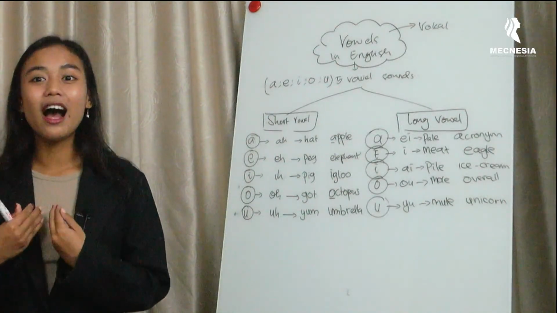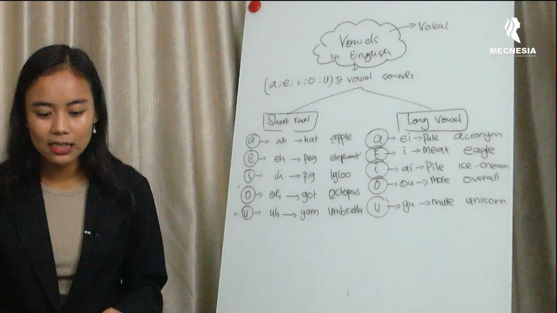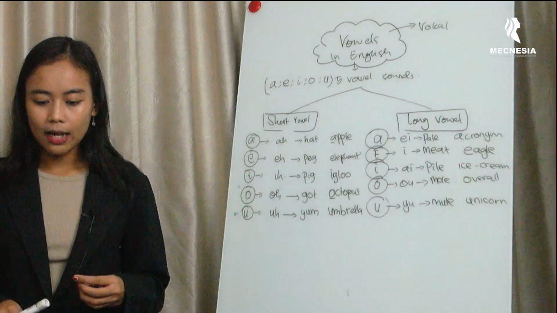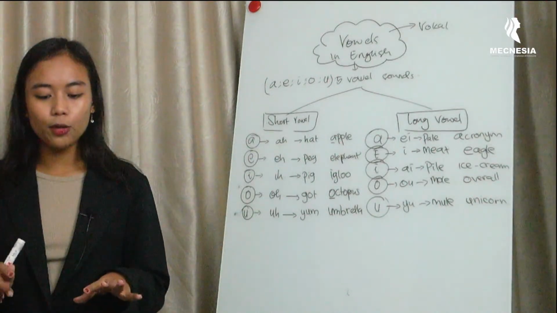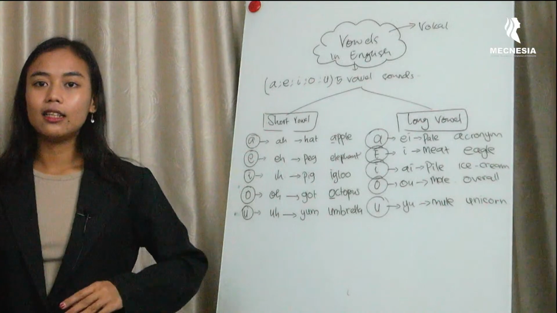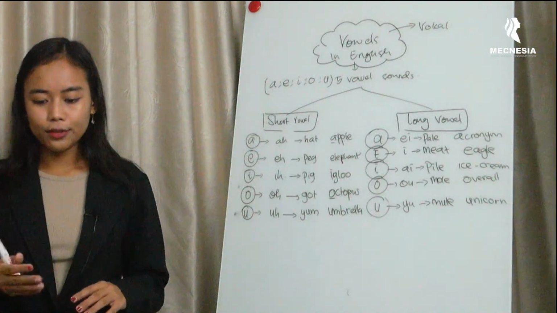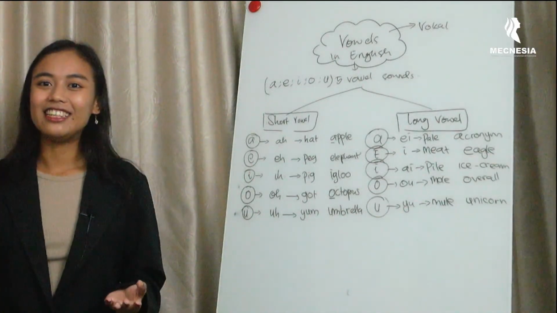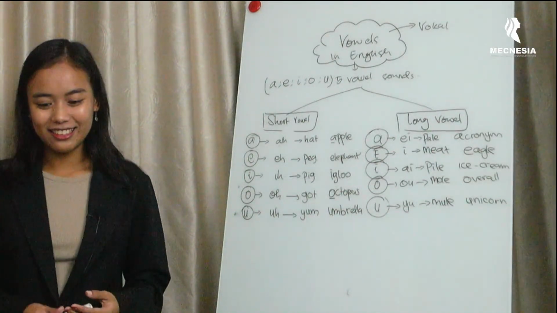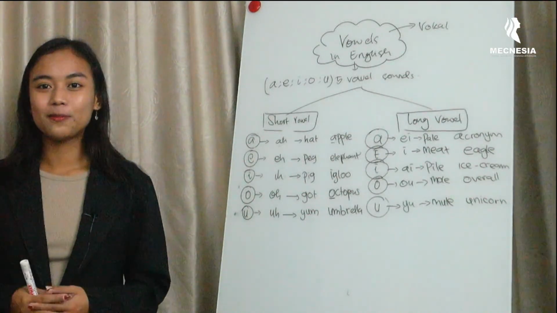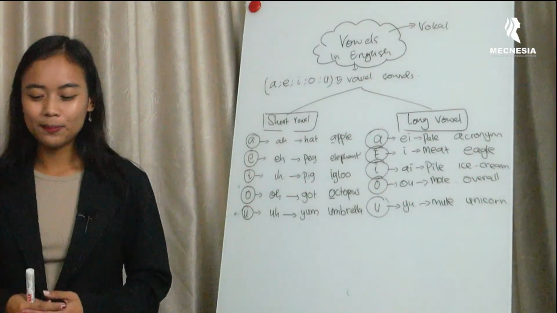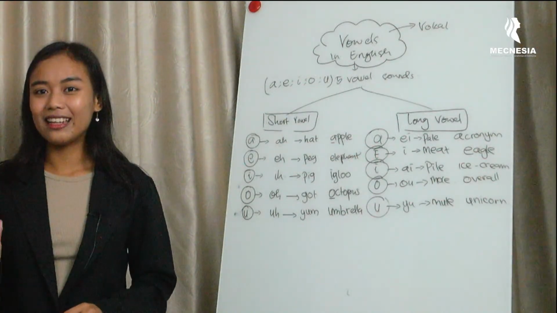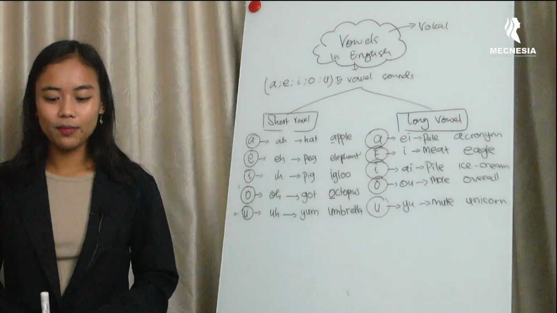And the next, in the word I, yang artinya aku, I. And the last, when there is Y in the end of the word that has one syllable. Ketika ada huruf Y di akhir kata yang memiliki satu suku kata. For example, in the word try, try. Let's say it together, try. And then my, my. And the next one is by, by.